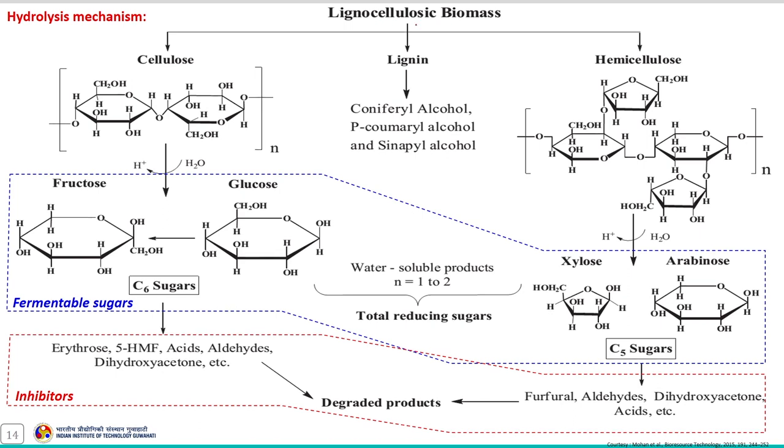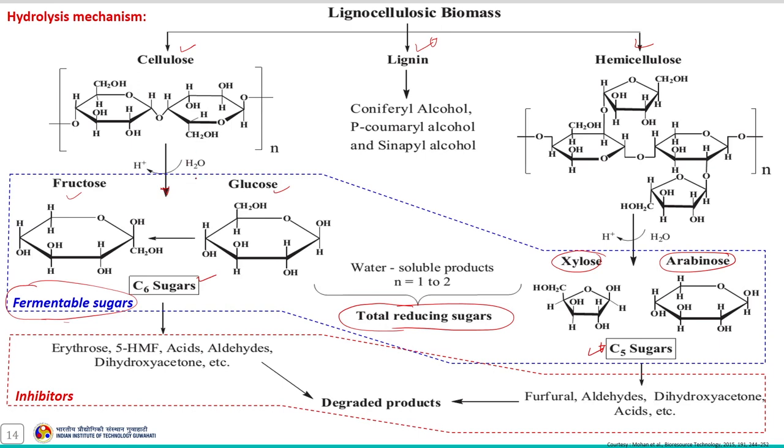As we know, the lignocellulosic biomass mostly consists of cellulose, hemicellulose and lignin. So the cellulose is hydrolyzed to produce fructose and glucose, which are termed fermentable sugars and also termed C6 sugars, and the hemicellulose fraction is hydrolyzed to produce xylose and arabinose, which are termed C5 sugars. And these fermentable sugars are referred to as total reducing sugars.